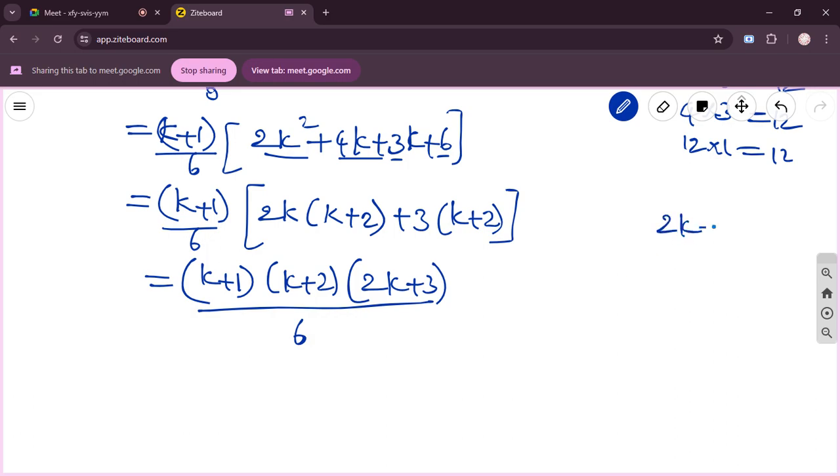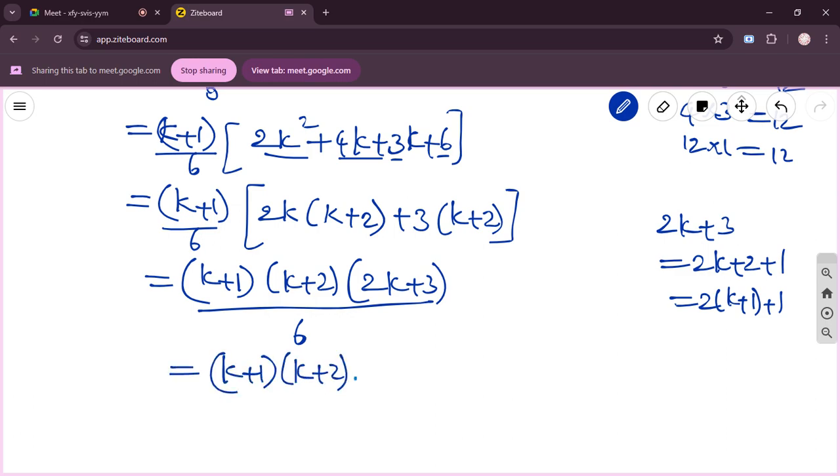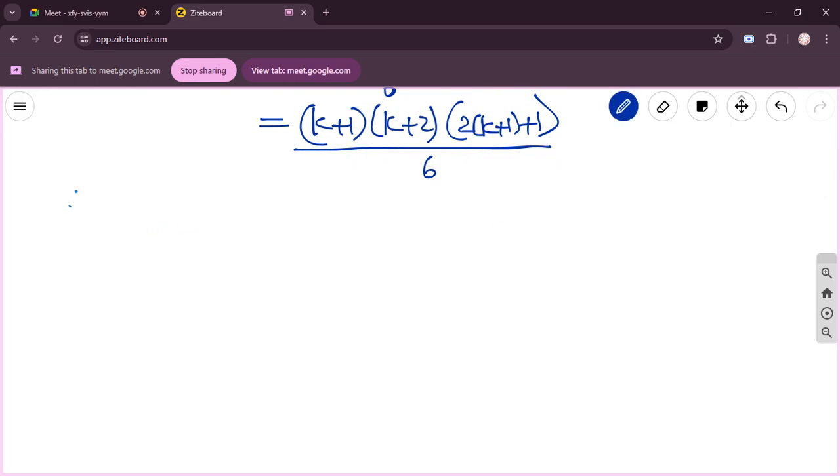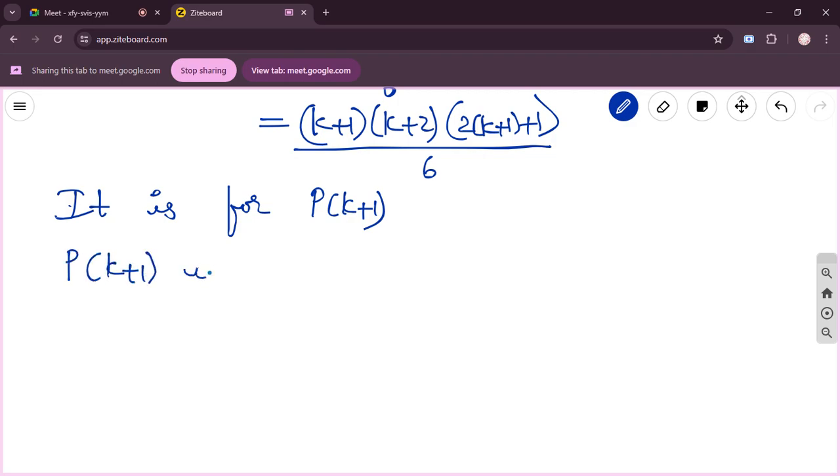This 2k plus 3 can be written as 2k plus 2 plus 1. 2 is common, k plus 1 plus 1. So it is expressed in the form k plus 1 into k plus 2 into 2 of k plus 1 plus 1 over 6. Each and every term has k replaced with k plus 1. It is k plus 1, k plus 1 plus 1, 2 of k plus 1 plus 1. So the right hand side is also expressed in k plus 1. So the statement is true for P of k plus 1. Or simply we can tell that P of k plus 1 is true.